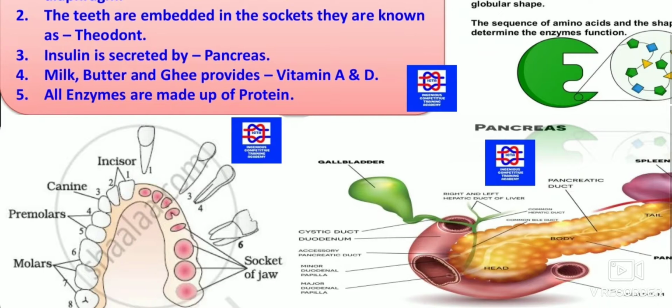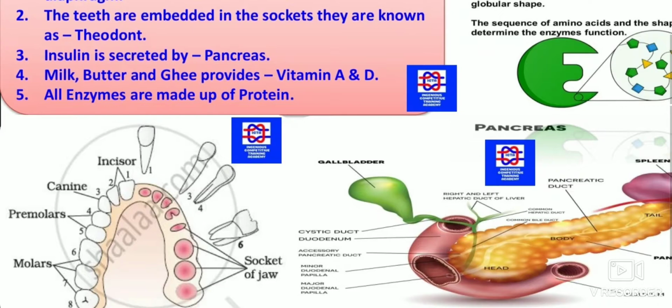Milk, butter and ghee provide vitamin A and D. As we are aware, vitamin D can also be obtained from the sun, and retinol is vitamin A, and vitamin D is calciferol. So milk, butter and ghee, what they provide maximum is vitamin A as well as vitamin D.